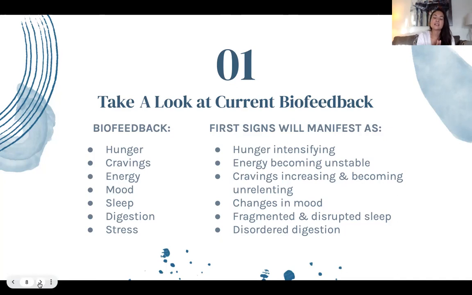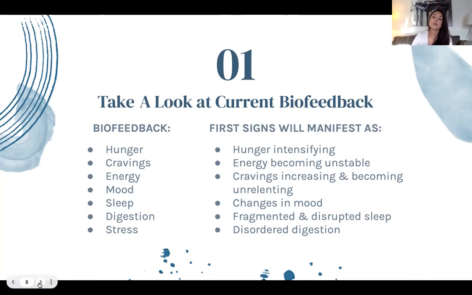So the first signs that our metabolism is starting to go wonky will look like this. Hunger is going to start to intensify. Energy starts to become unstable. These are those dips we get, or that fatigue we start to feel. Cravings start increasing. They can even start to become unrelenting. Mood starts to change, not for the better. Sleep starts to get disrupted. Digestion starts to get disordered. So these are first signs that something's wrong, that the body, the metabolism in particular, is under duress.